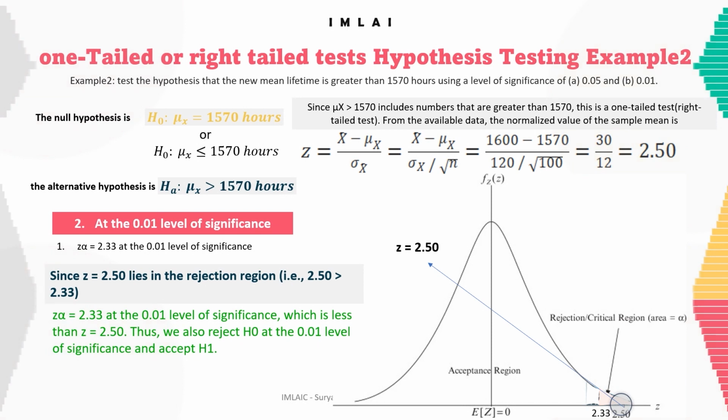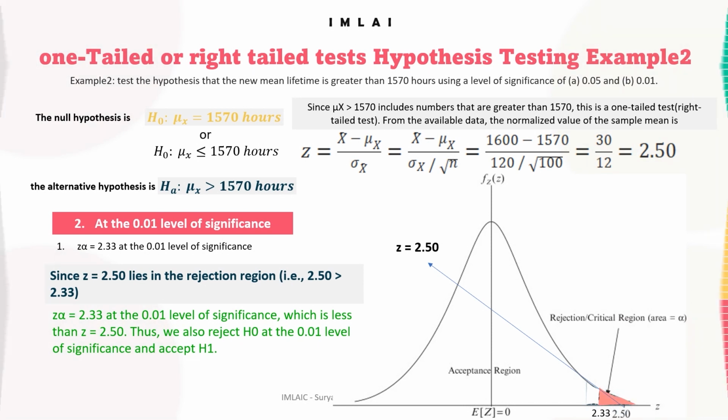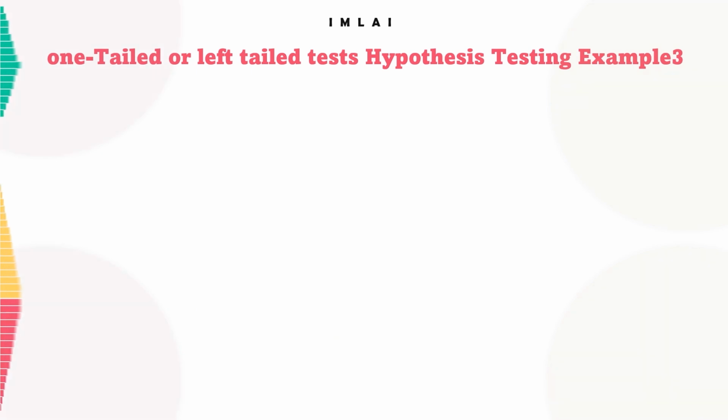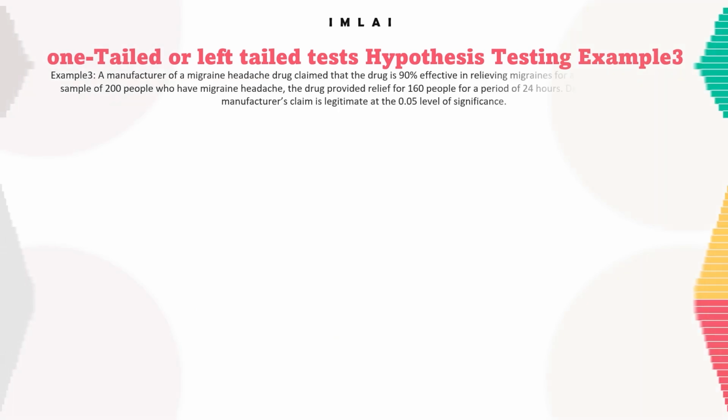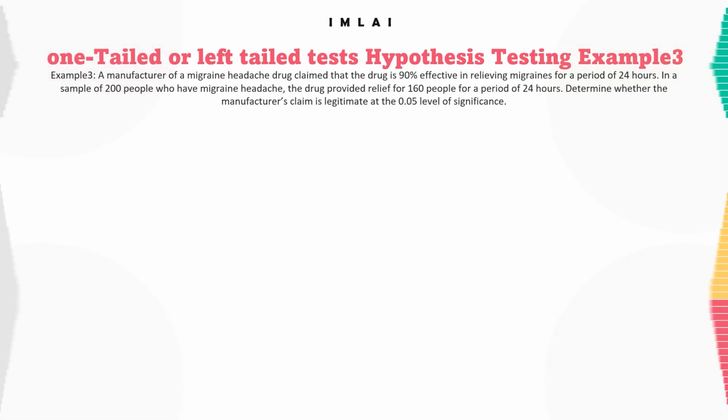Okay, now let's look into another type of one-tailed test, which is the one-sided left-tailed test. For this, we will take a simple example. A manufacturer of a migraine headache drug claimed that the drug is 90 percent effective in relieving migraines for a period of 24 hours.